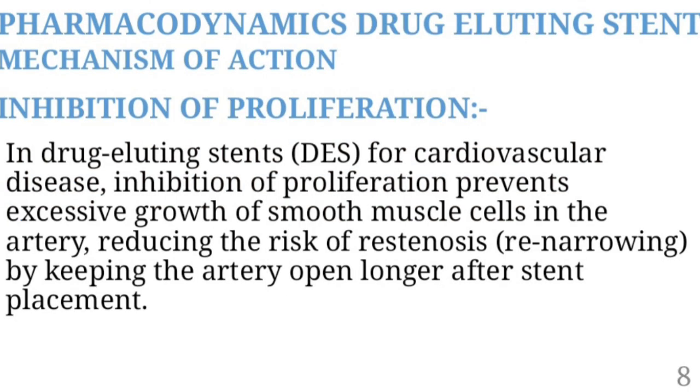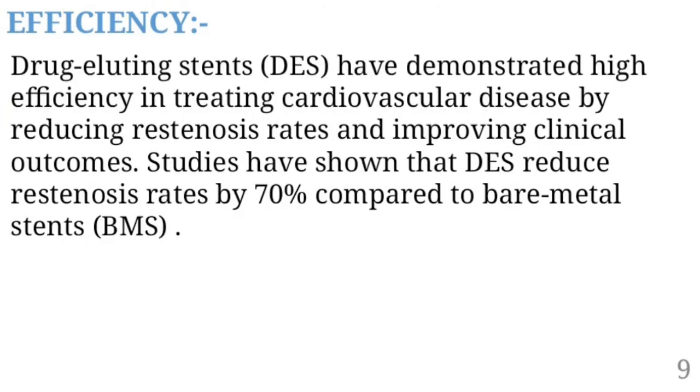Pharmacodynamic of drug eluting stents. Mechanism of action: inhibition of proliferation. In drug eluting stents for cardiovascular disease, inhibition of proliferation prevents excessive growth of smooth muscle cells in the artery, reducing the risk of restenosis by keeping the artery open longer after stent placement. Efficacy: drug eluting stents have demonstrated high efficacy in treating cardiovascular disease by reducing restenosis rate and improving clinical outcomes. Studies have shown that drug eluting stents reduce the restenosis rate by 70% compared to bare metal stents.